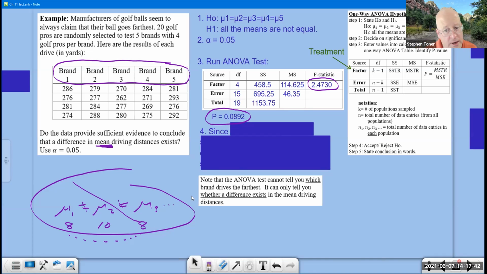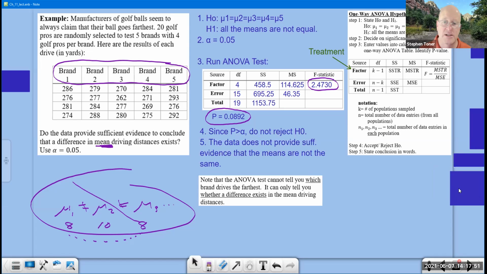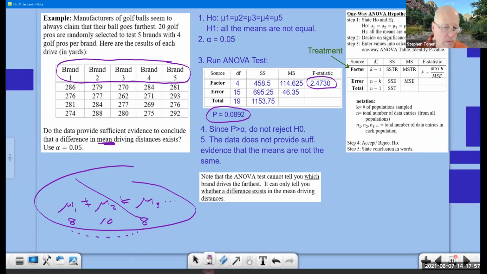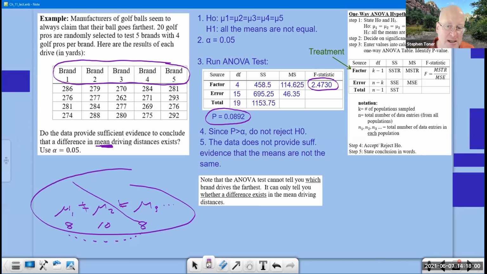At this point, you're just going to take that p-value and say, okay, p is greater than alpha, do not reject H0, and the data does not provide sufficient evidence that the means are not the same. Again, notice our sentence seems a little bit awkward having two nots in there, but technically it is worded the way I do want to have it worded. It is technically correct that way, logically speaking.